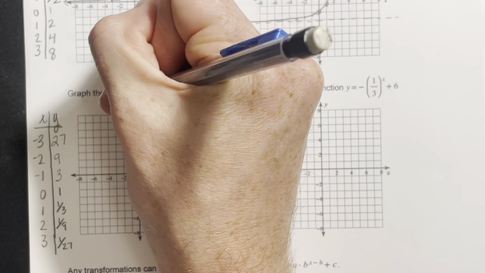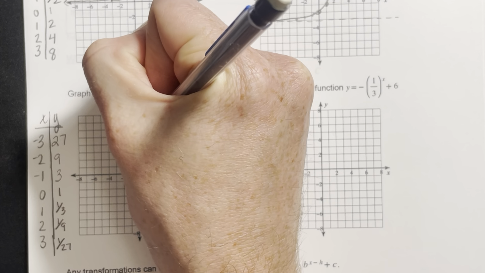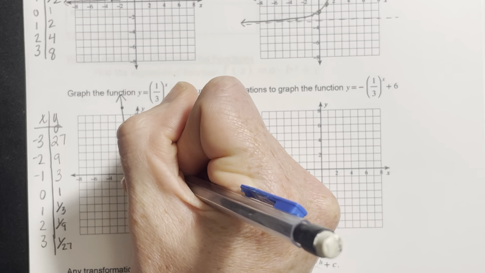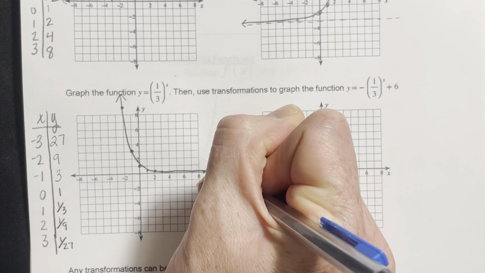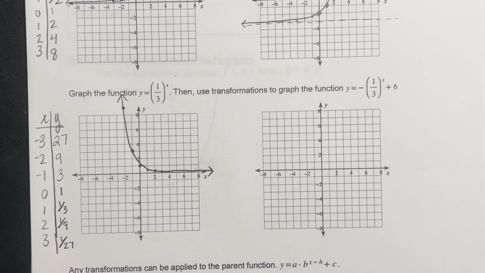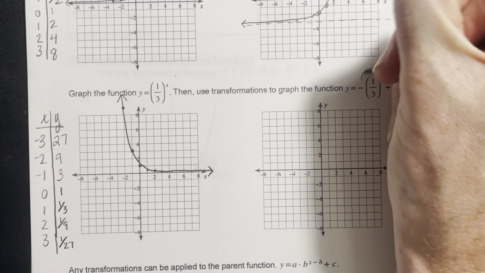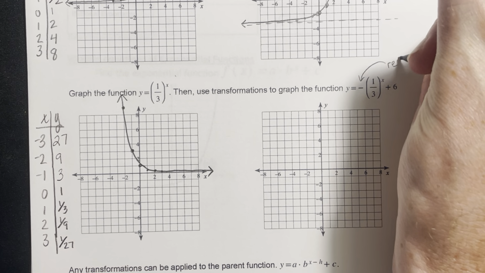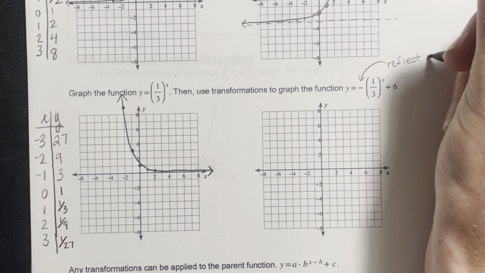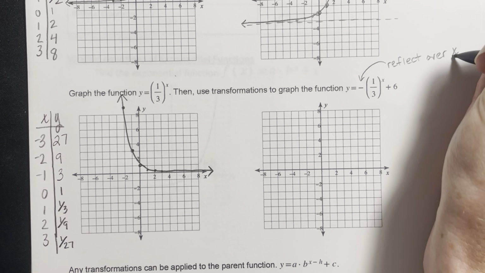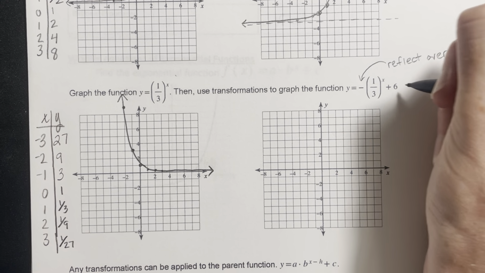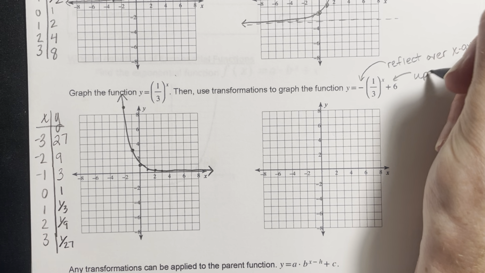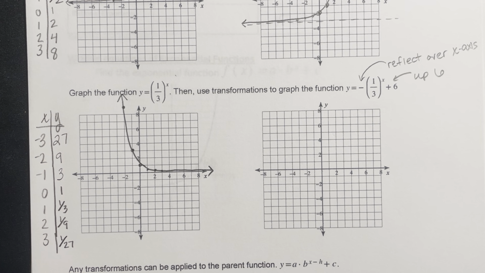And this is an exponential decay function. It is approaching 0 on the right side. So there is a horizontal asymptote. That one is at y equals 0. If we use our transformations, we want to reflect over the x-axis. And then go up 6. So we're taking that original equation and reflecting over the x, and then shift up 6.